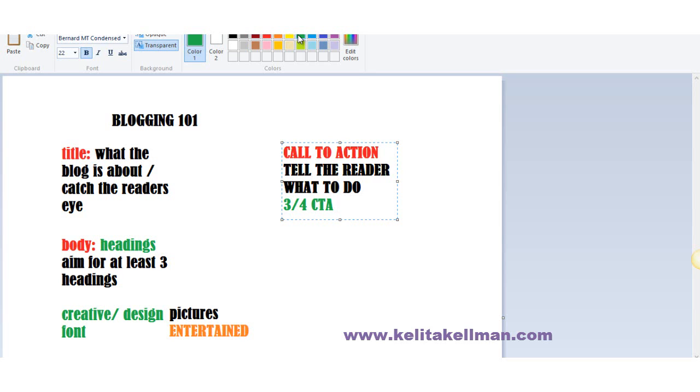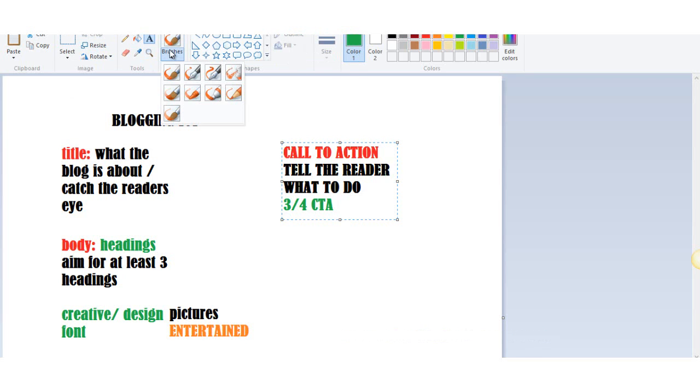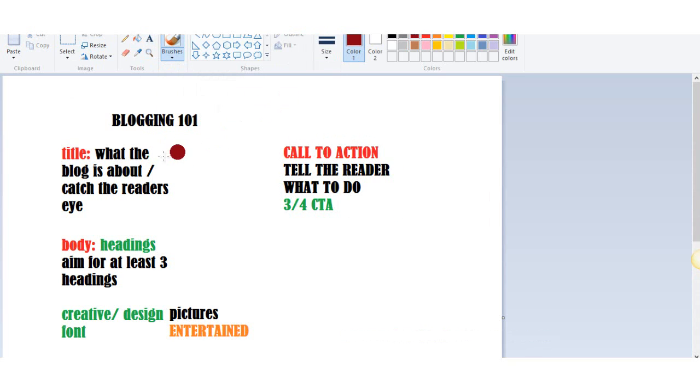So this is the basic anatomy of a good blog. You want to have a title, like I said before, and then after you get your title, you want to go on down to the body. And then after the body, you want to have a call to action. And this call to action needs to flow, and it needs to tell them exactly what you want them to do. So that's the basics of a good blog. Title, body, call to action, bam, that's it.